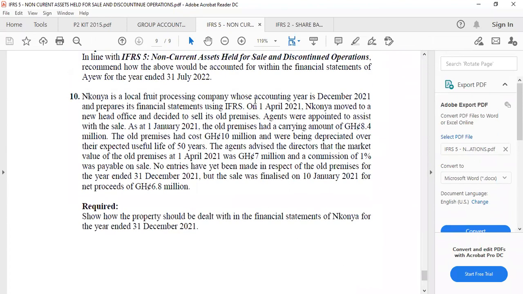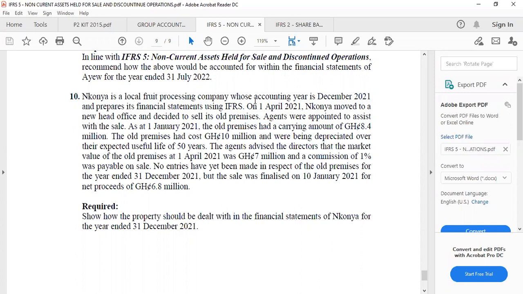Okay, question 10. Nkunya is a local fruit processing company whose accounting year ends December 2021 and prepares its financial statements using International Financial Reporting Standards. In April 2021, Nkunya moved to a new head office and decided to sell its old premises.